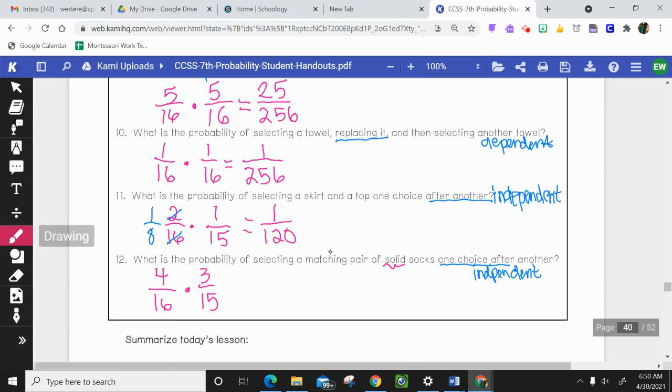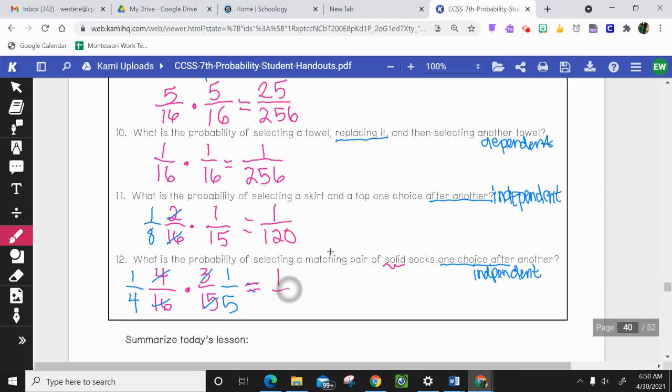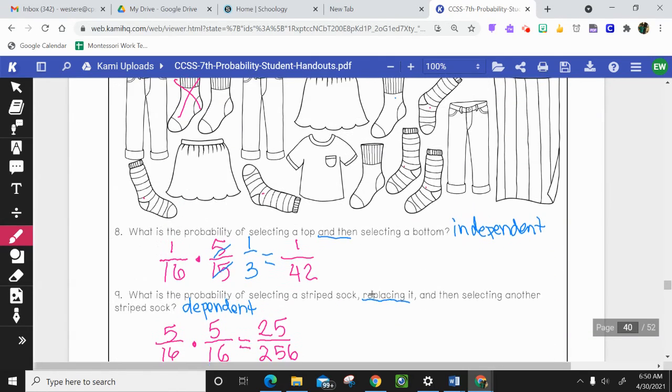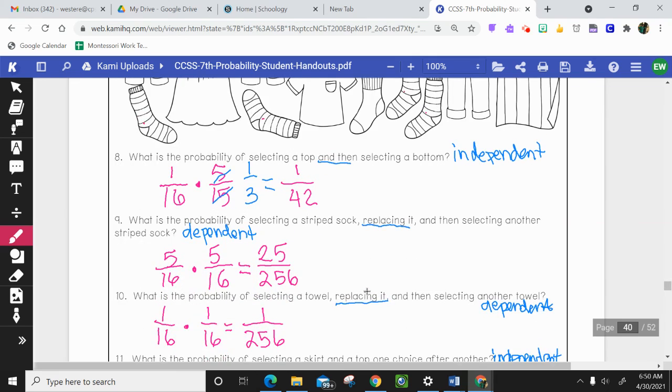It looks like I have a lot of reducing to do. Simplify these fractions. 4 over 16 is 1 over 4. Divide those both by 4. 3 and 15, I can divide those both by 3. I get 1/5. So my probability of getting that pair of solid socks is 1 out of 20. Okay. So I guess the moral of the story is just look at your laundry before you start grabbing things out of it. All right.